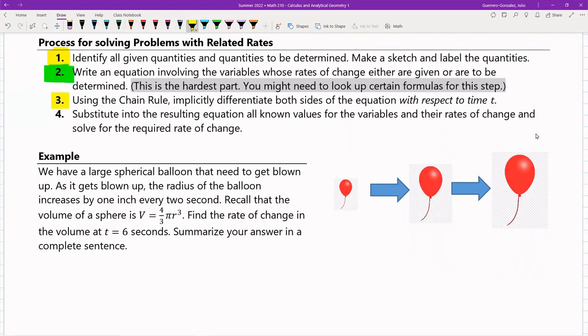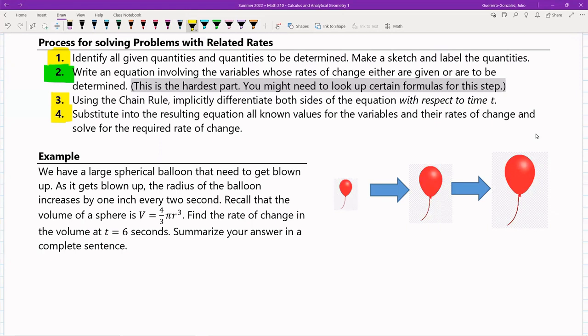Step three, once you have that equation from step two, we're going to use the chain rule and implicit differentiation to take the derivative of both sides with respect to time. And then the last bit is once you have the derivative done, and you have everything in terms of variables and rates of change, you get to plug in all your values, and it should fall in your lap. So step four is the easier part of it all, okay?